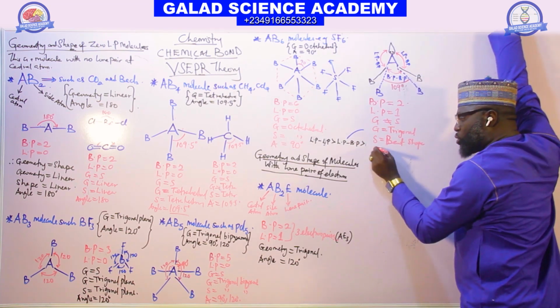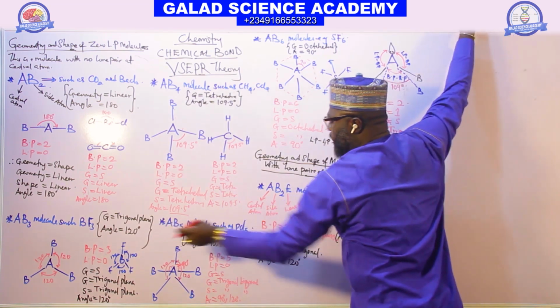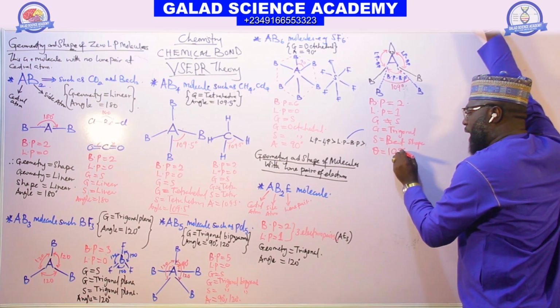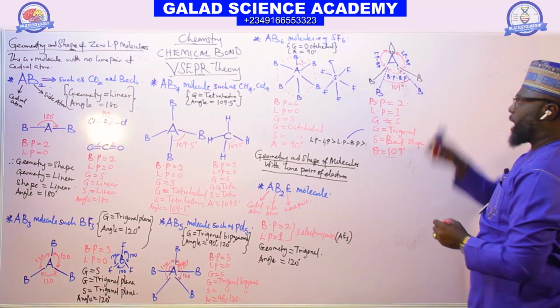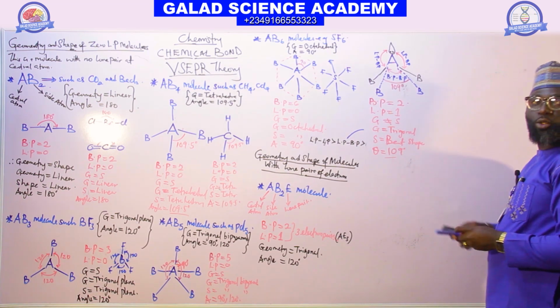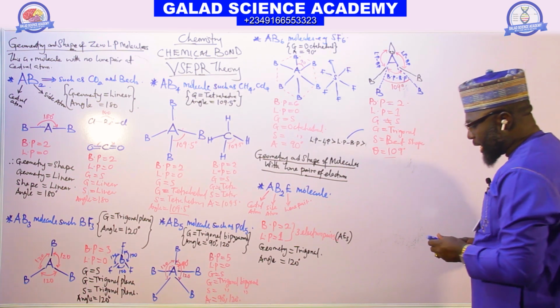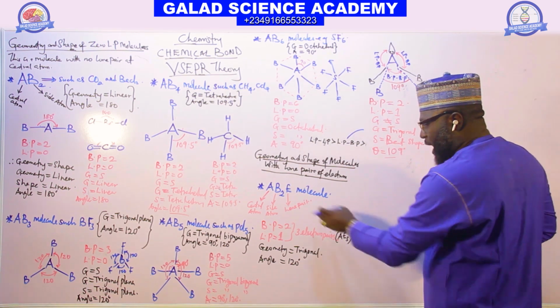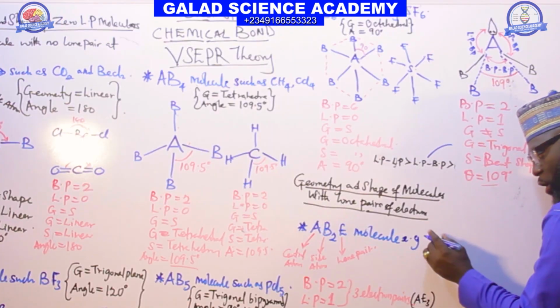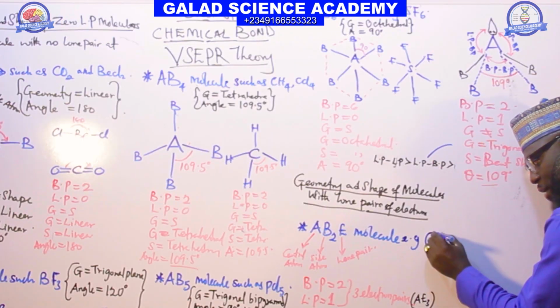And the angle here is 120. The angle here will be 109 degrees. And then what molecule can we use to represent this? Example of a molecule here, e.g. we have ozone.